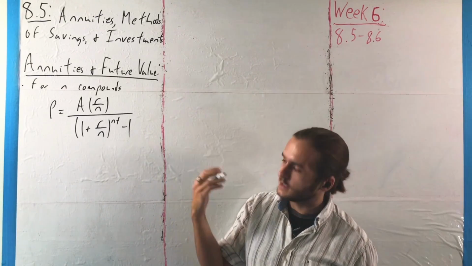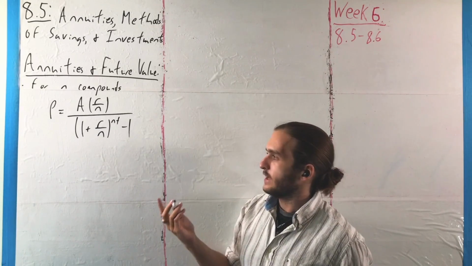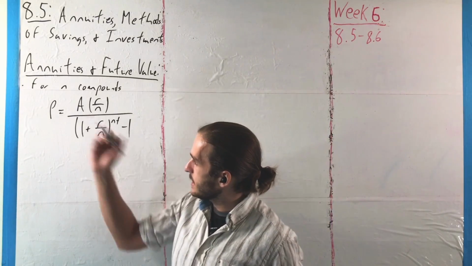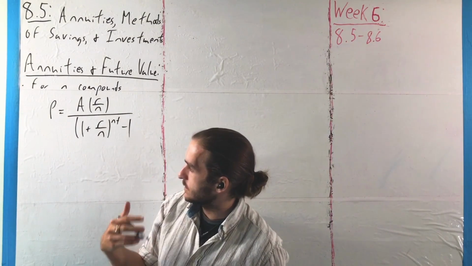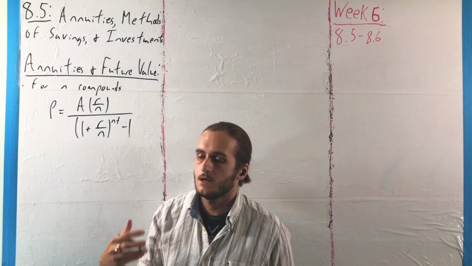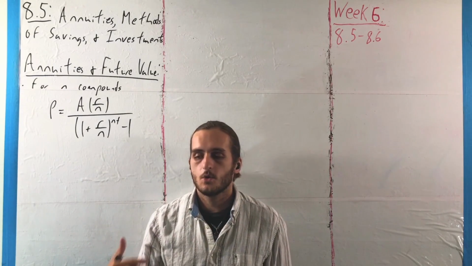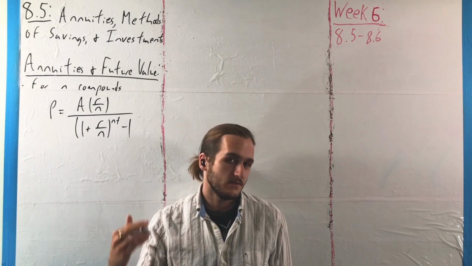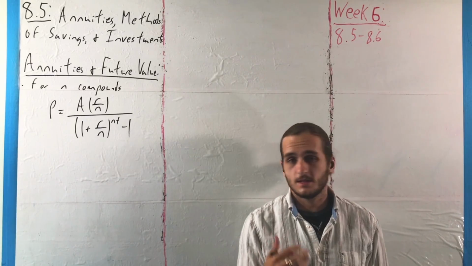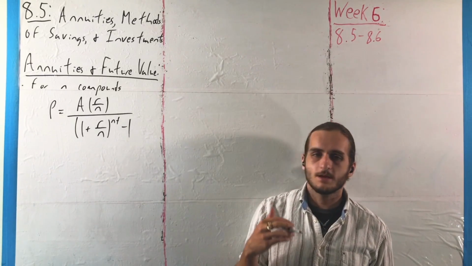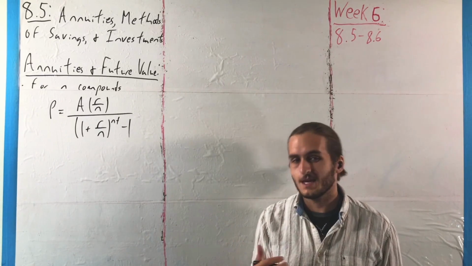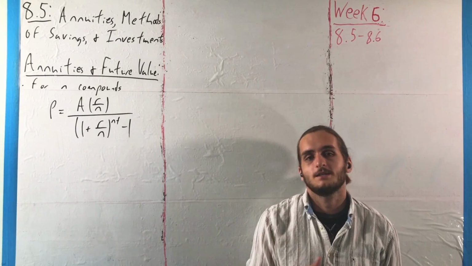n compounding periods and n investments, we have that P is equal to A times R over N over the quantity 1 plus R over N, raised to the NT, whole quantity minus 1. Again, be very, very careful with that minus 1. It's really, really easy to make silly but catastrophic mistakes in terms of your values if you misplace that.